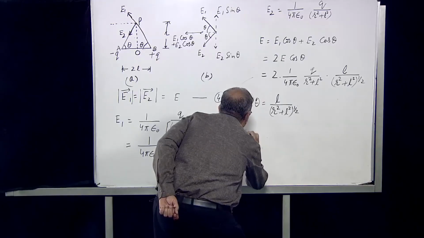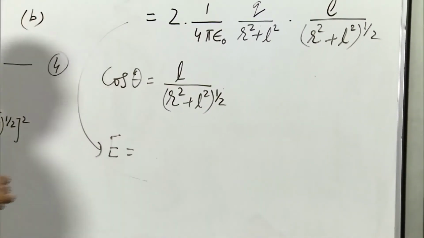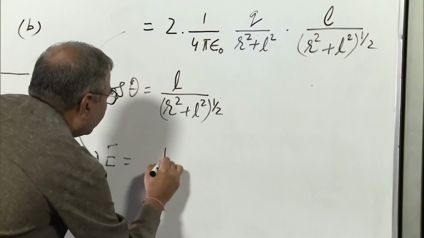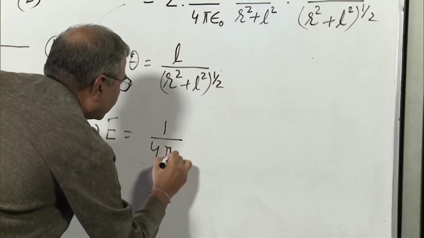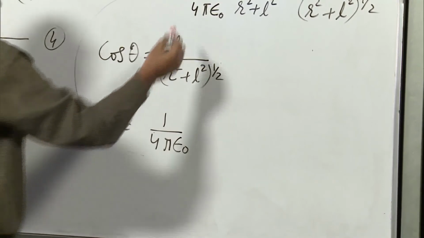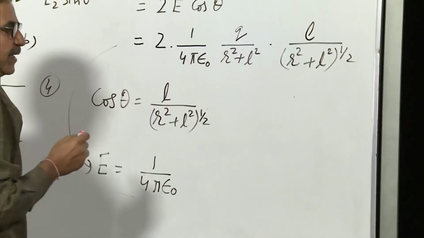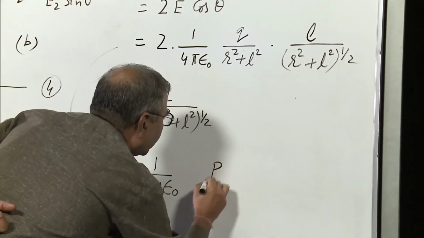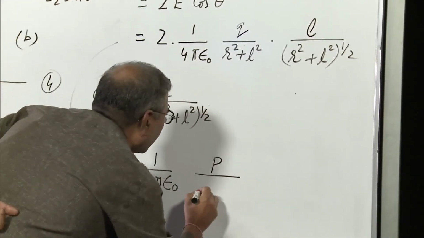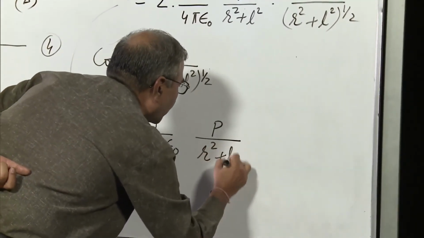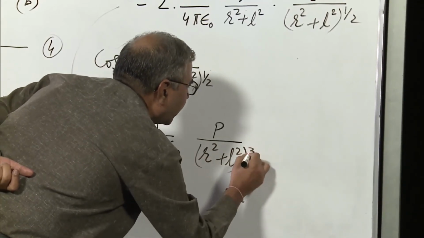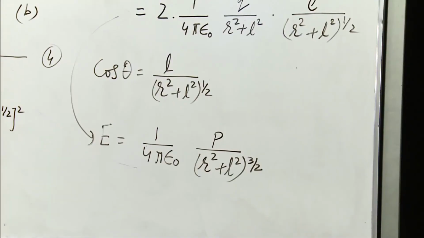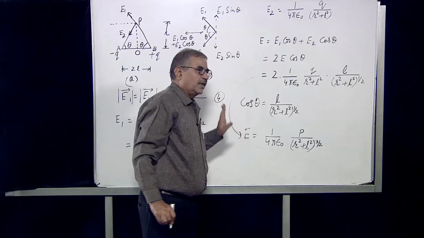Now, again writing the expression for the electric field. Using necessary mathematics, we have 1 upon 4 pi epsilon naught. This 2qL is replaced by P. We know that 2qL is nothing but p, the dipole moment. So, p upon r square plus L square raised to power 3 by 2. So, this is the expression for the electric field. We have found the magnitude of the electric field here.